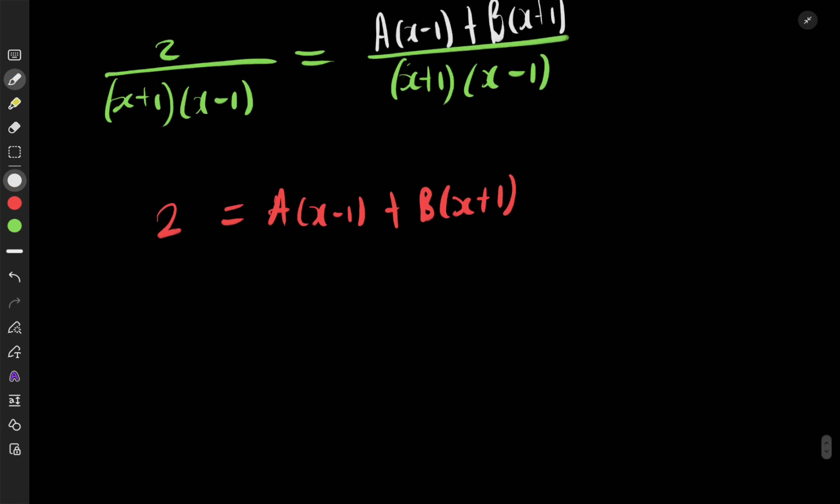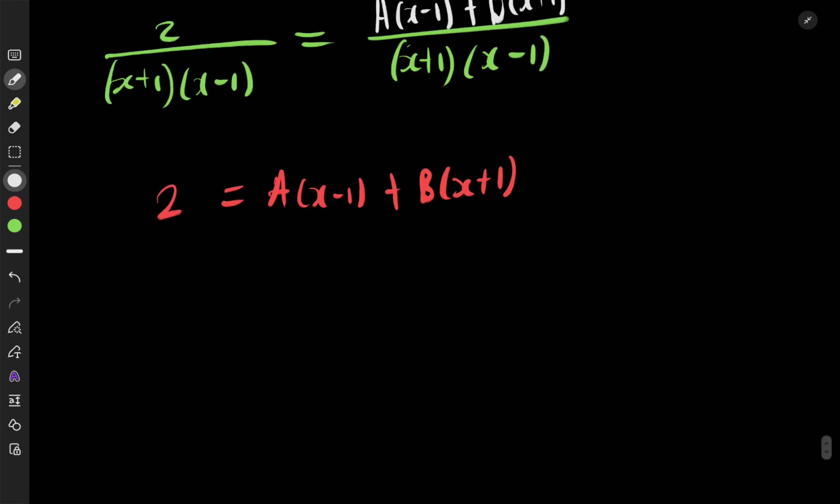Now, here, very easy. We can let x be 1, okay? So you can say let x be equal to 1. So 2 will be equal to a multiplying 1 minus 1, okay?